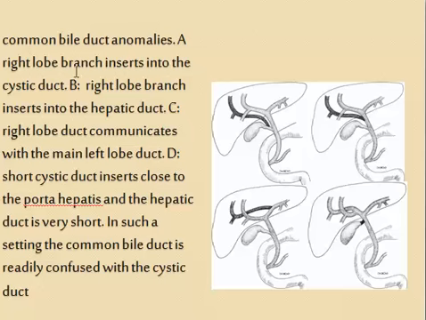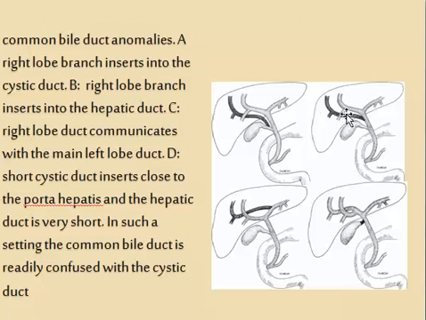Common bile duct anomalies: A, right lobe branch inserted into cystic duct. This one inserted into cystic duct.